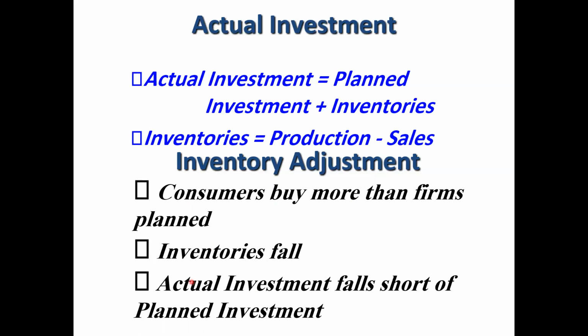This means we have falling inventories. This means that actual investment falls short of planned investment. So here, consumers buy more goods than firms planned, inventories fall. This leads to actual investment falling short of planned investment.